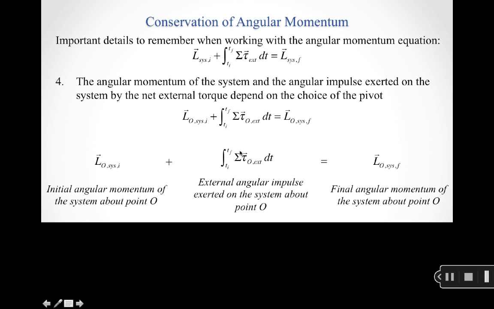So again, I've got to calculate the angular impulse about the same pivot as I'm calculating the angular momentum. But if I do that correctly, add those two things up, it's going to tell me what the final angular momentum of my system is about point O. So we often don't write this subscript. We very rarely say it, but it's critically important that we remember that all these angular quantities depend on your choice of pivot.